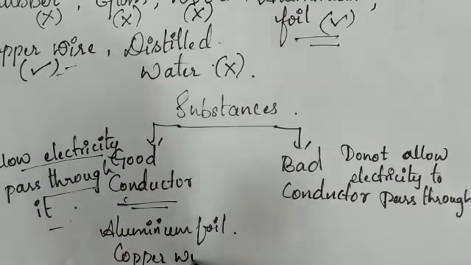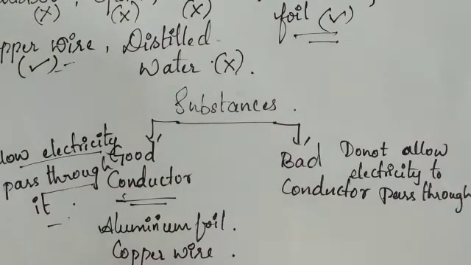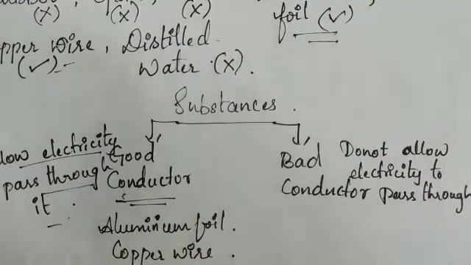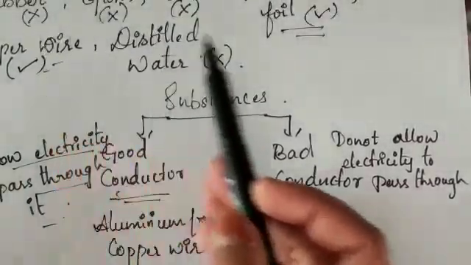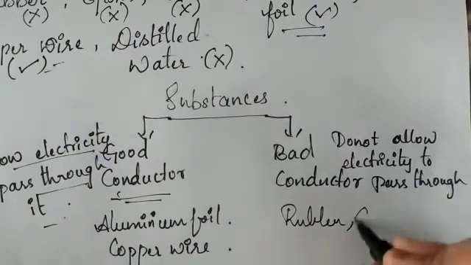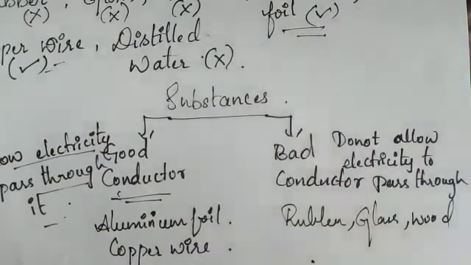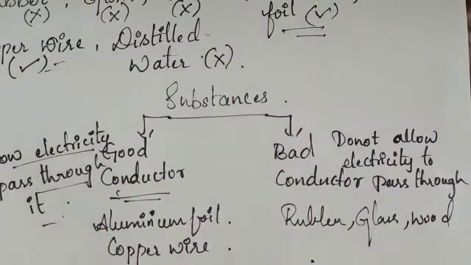So these are the two examples, or all the metals, I can say. All the metals are good conductors of electricity. That means they allow electricity to pass through them. Now, bad conductors are those which do not allow electricity to pass through them. There are many examples: rubber, glass, wood, distilled water. All of these come under bad conductors of electricity, which do not allow electricity to pass through.